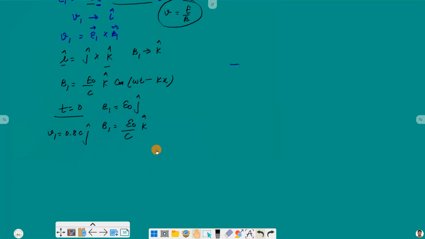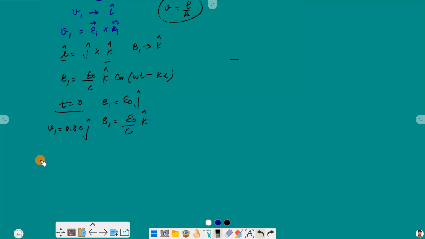Now let us find the total force due to these fields. So that will be F equal to Q into E plus V cross B. So Q as it is, E will be E node J, plus V will be 0.8 C of J, and cross B will be E node by C of K.